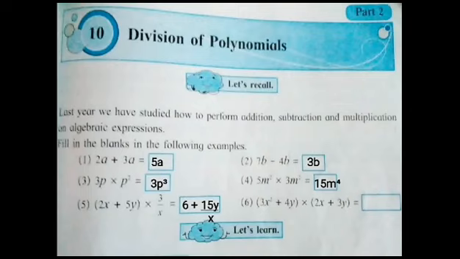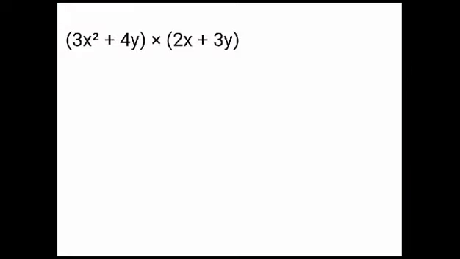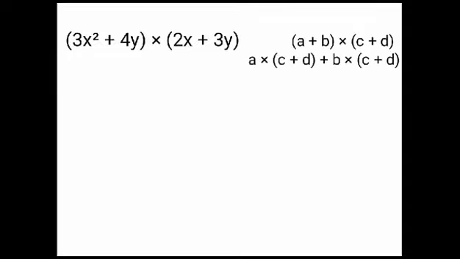Now we will solve the last one. (3x square plus 4y) in bracket into (2x plus 3y) in bracket. This sum also has a formula. Write this question again: (3x square plus 4y) into (2x plus 3y). The formula for this sum is (a plus b) into (c plus d), which is a into (c plus d) plus b into (c plus d).